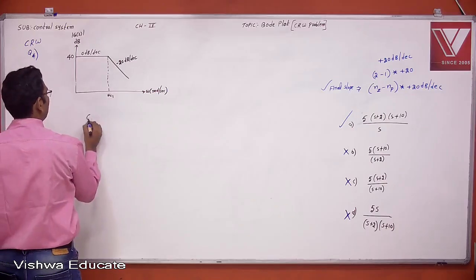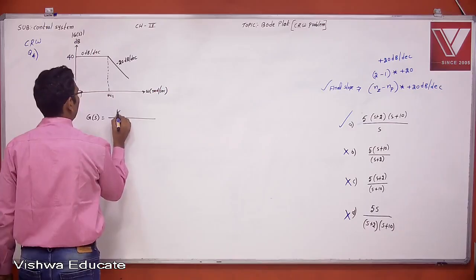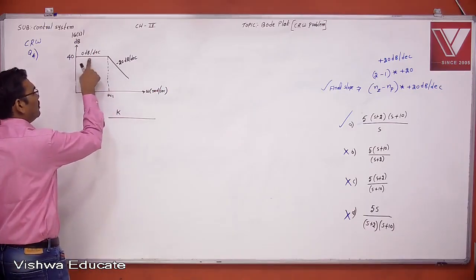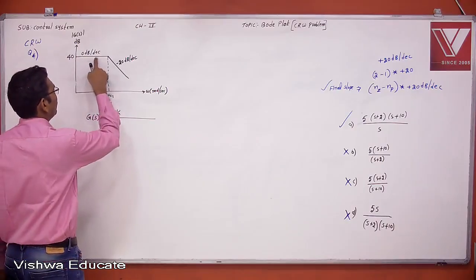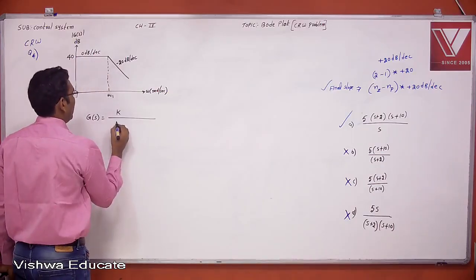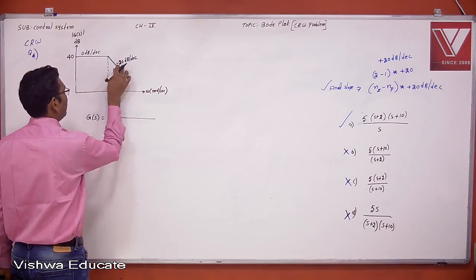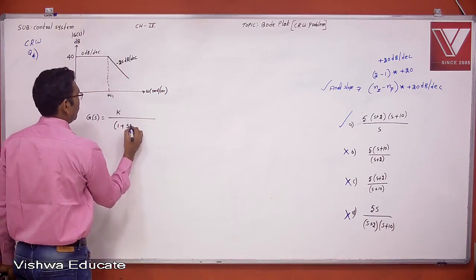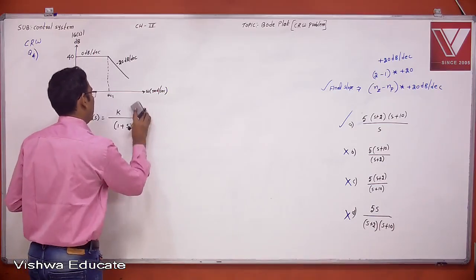Now what is the transfer function? G of S is equal to K. Is there any pole at origin? Is there any zero at origin? No. How can you say? Because the starting slope is 0 dB per decade. No pole at origin, no zero at origin. 0 dB per decade will become minus 20 by adding one simple pole. 0 will become minus 20 means minus 20, 1 plus ST1. This is K by 1 plus ST1.